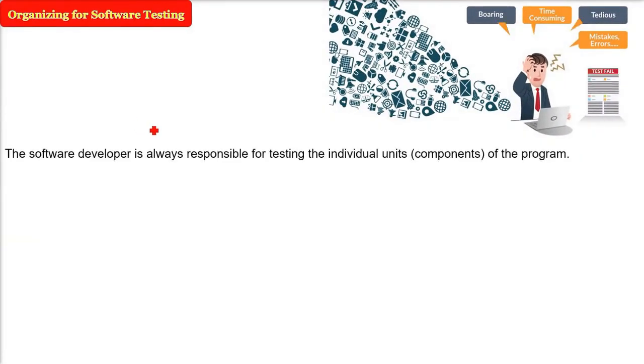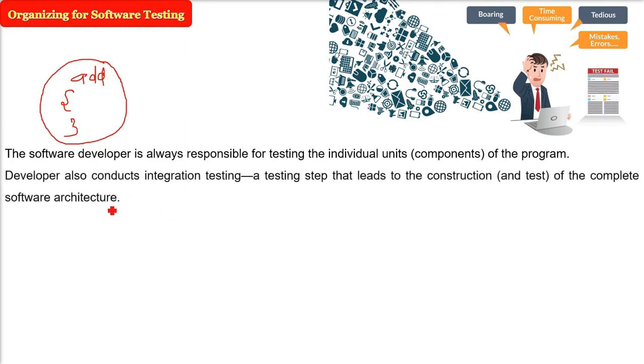Organizing for software testing. The software developer is always responsible for the basic level testing, the individual testing, the individual code testing, the component testing. For example, he has made a function, say add. He has made certain classes. Now this basic level testing will be done by the developer only, the software team or the development team.